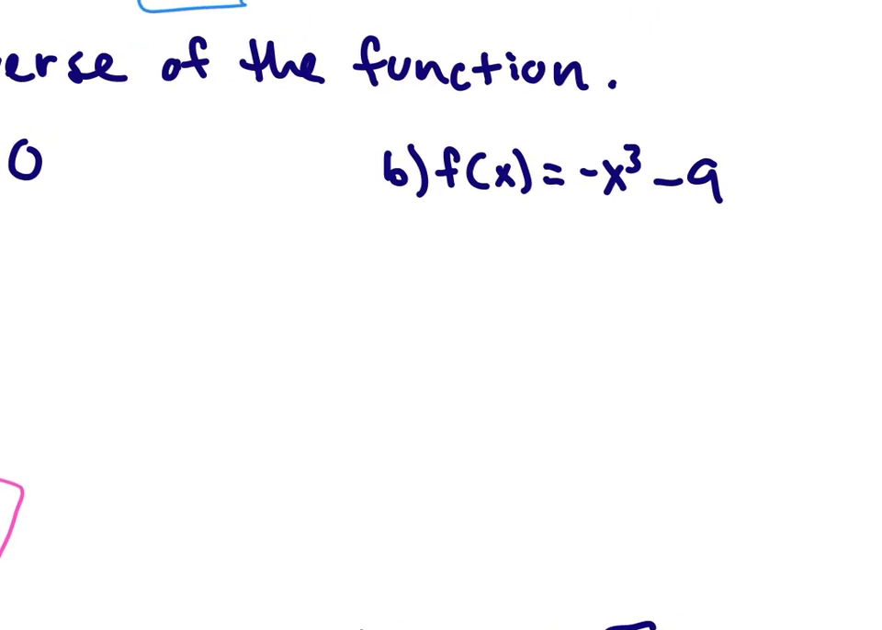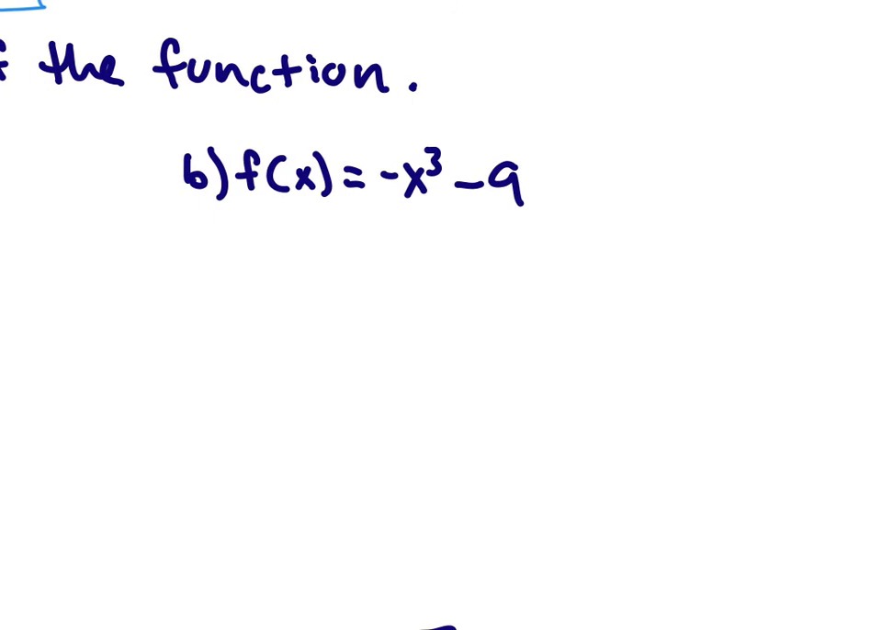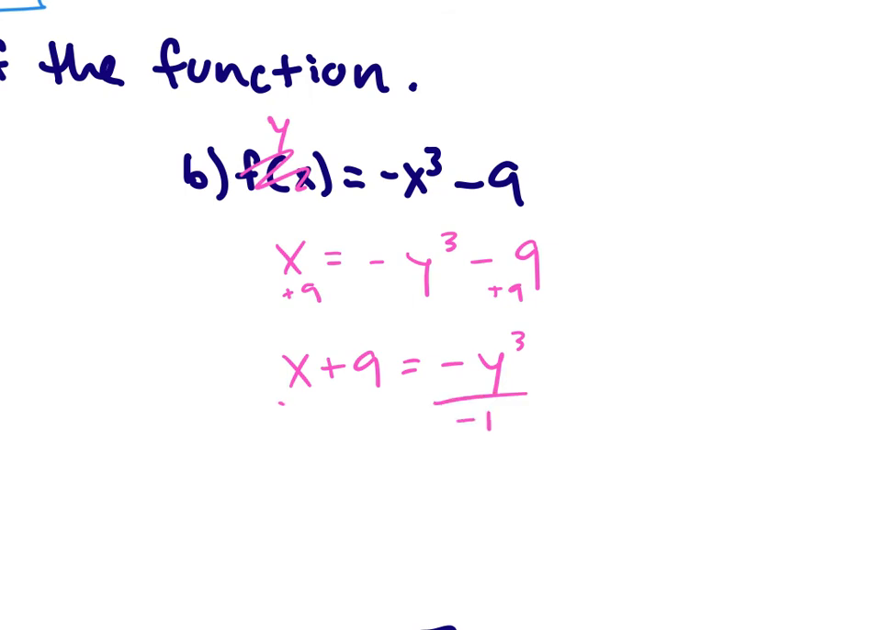All right, let's go to B. First thing we have to do is switch the x and y. So x is equal to negative y cubed minus 9. How can we get that y all by itself? Plus 9. So x plus 9 is equal to negative y cubed. What should we do next? Divide everything by a negative to get rid of that negative.